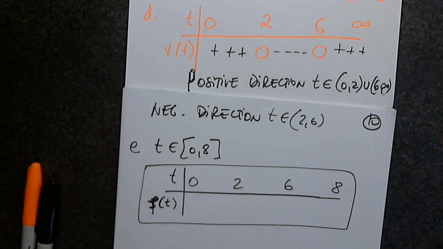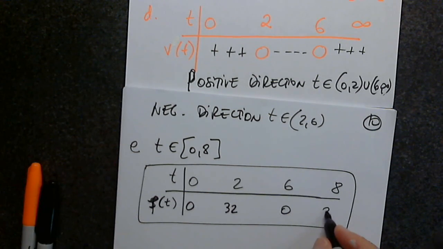And let's go and evaluate. I have to let it continue because otherwise it freezes. Okay, so we want 0, 2, 6, and 8. At 0 it is 0, at 2 it is 32, at 6 it is 0, and at 8 it is 32. Any questions so far? Okay. Good.